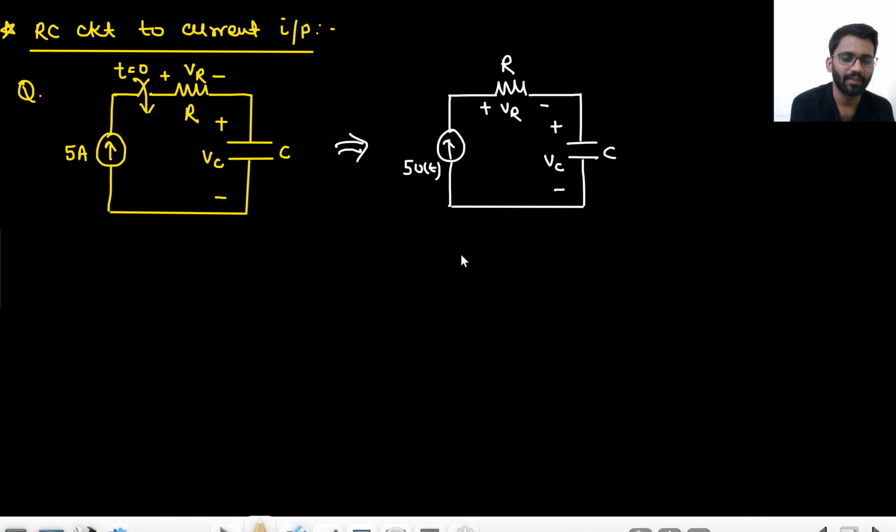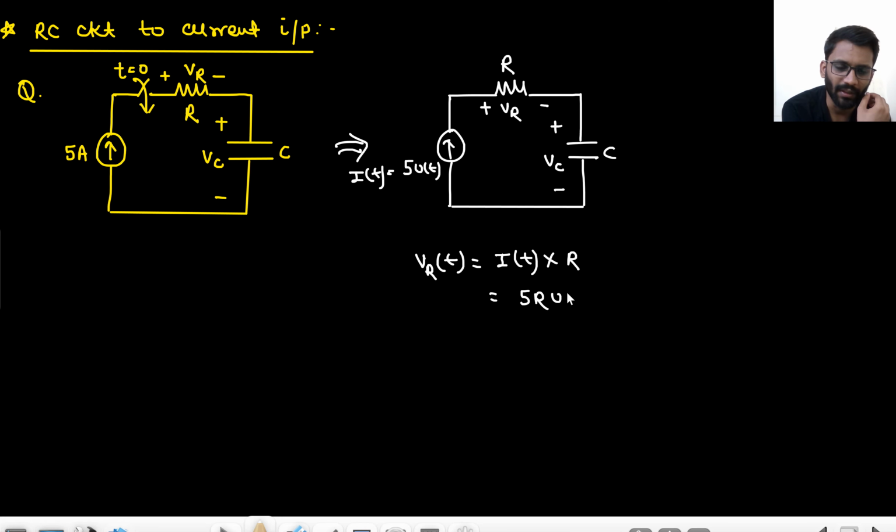So tell me, what will be the value of VR(t)? VR(t) will simply be the current. Let's just call this current i(t). So VR(t) will simply be i(t) into R. It would be 5R u(t). Very simple graph, right?